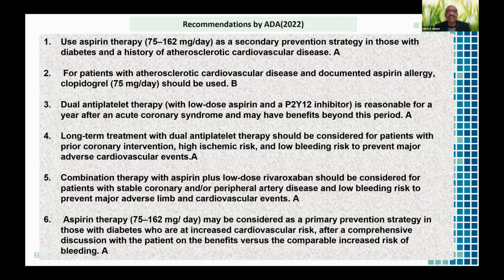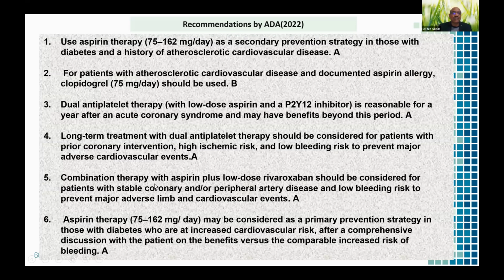And dual antiplatelet therapy is reasonable for a year after an acute coronary syndrome and may have benefit beyond this period. And long-term treatment with dual antiplatelet therapy should be considered for patients with prior coronary intervention, high ischemic risk, and low bleeding risk to prevent major adverse cardiovascular events.